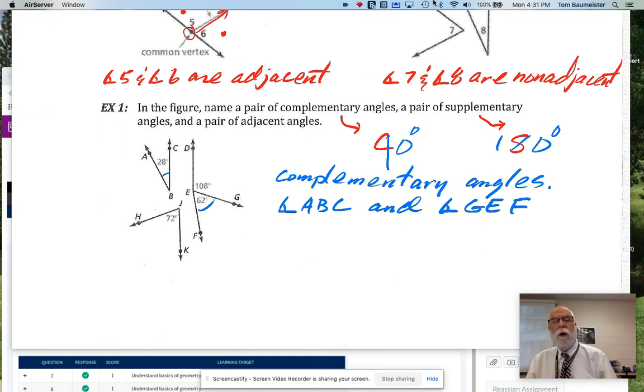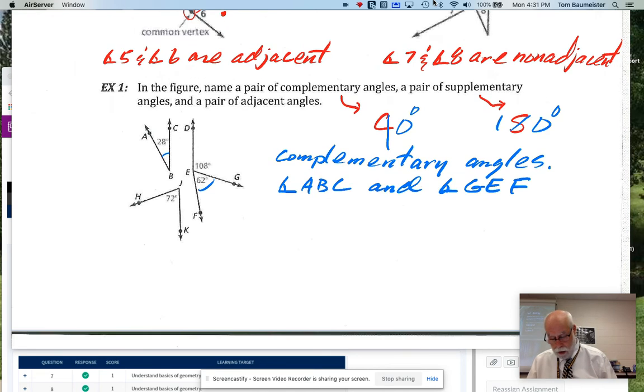Now, remember, since this one is by itself, I could have called it just angle B if you wanted to. But on this one here, I couldn't have called it angle E because I want to know which angle E we're talking about. All right, so that's our complementary.